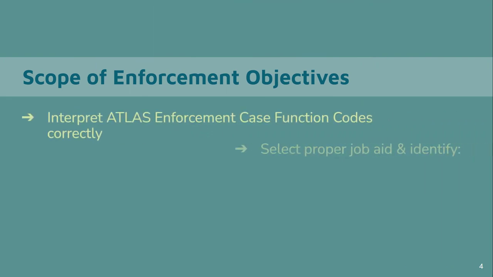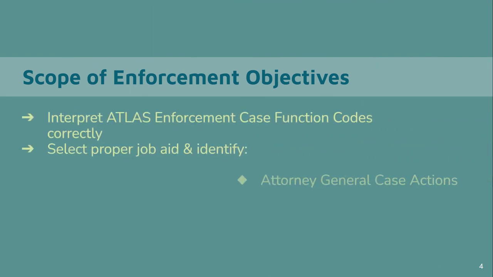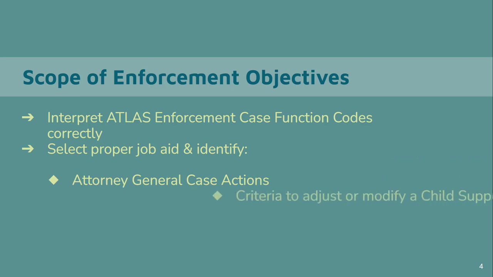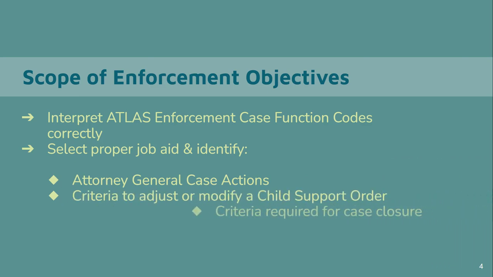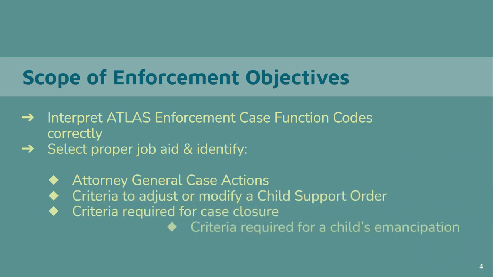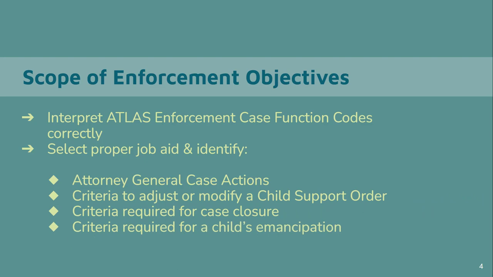Scope of enforcement objectives: interpret Atlas enforcement case function codes correctly. Select the proper job aid and identify Attorney General case actions, criteria to adjust or modify a child support order, criteria required for case closure, and criteria required for a child's emancipation.